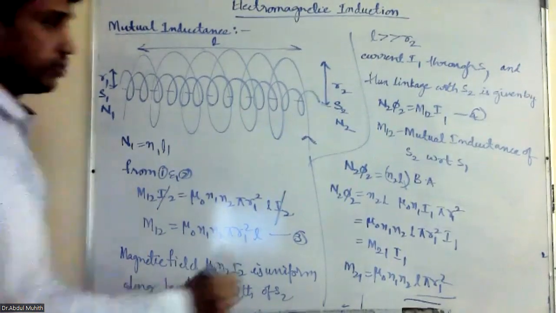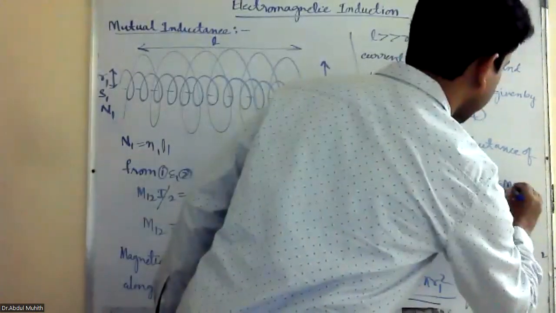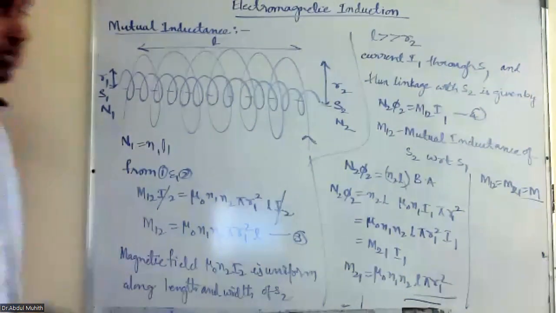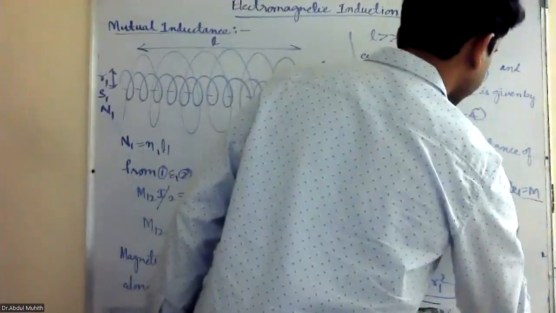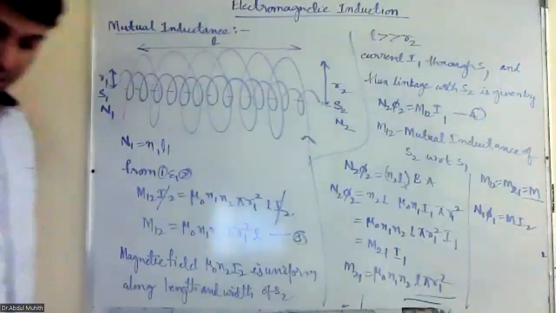So instead of writing M12, we write M12 equal to M21, which is equal to M. M is nothing but the mutual inductance term. So therefore N1 phi1 is equal to M I2. This is the formula.